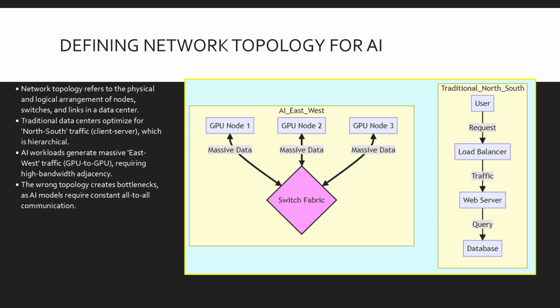Training workloads generate massive east-west traffic where GPUs exchange gradients constantly. If your topology isn't built for this, it acts like a traffic jam, starving your expensive GPUs of data. Understanding this shift from hierarchical to high-bandwidth adjacent designs is the first step in building a scalable AI factory.